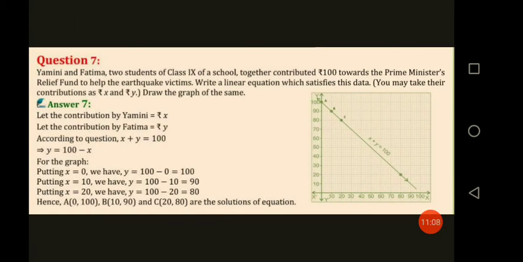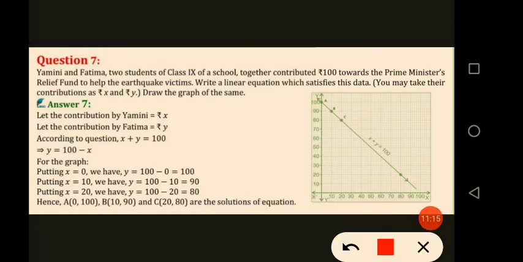Now next, question 7. Yamini and Fatima are two students of class 9. They contribute rupees 100 towards the Prime Minister Relief Fund to help the earthquake victims. Now draw a linear equation which satisfies this data, and then you have to draw the graph of it. So let the contribution of Yamini be x and Fatima be y. Then according to the given data, x plus y is equal to 100.